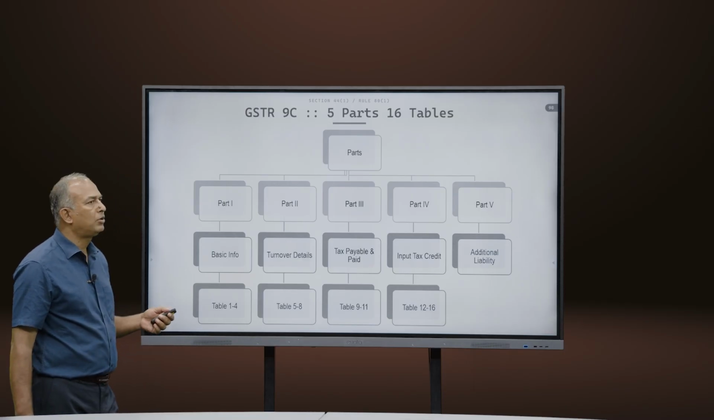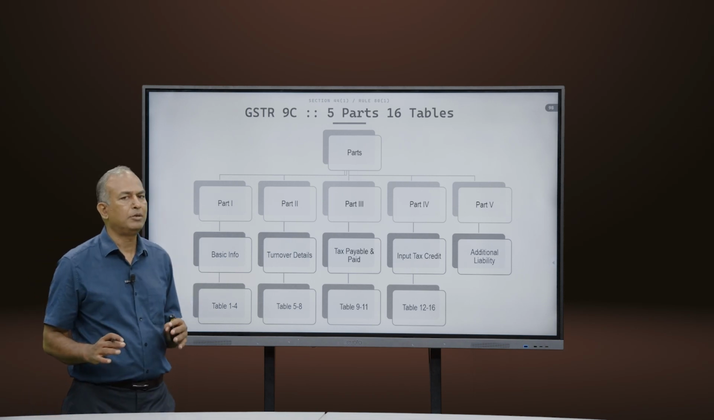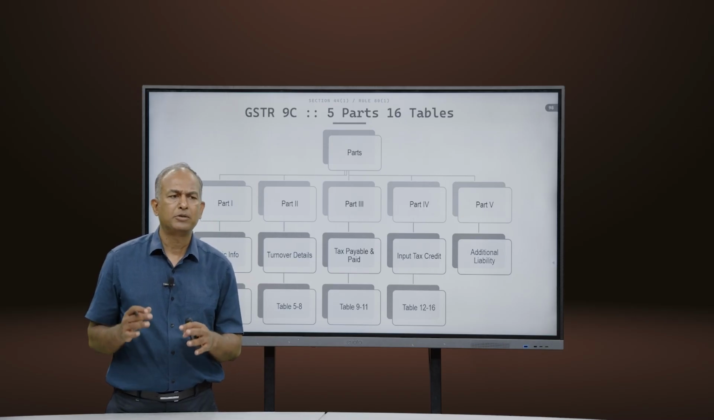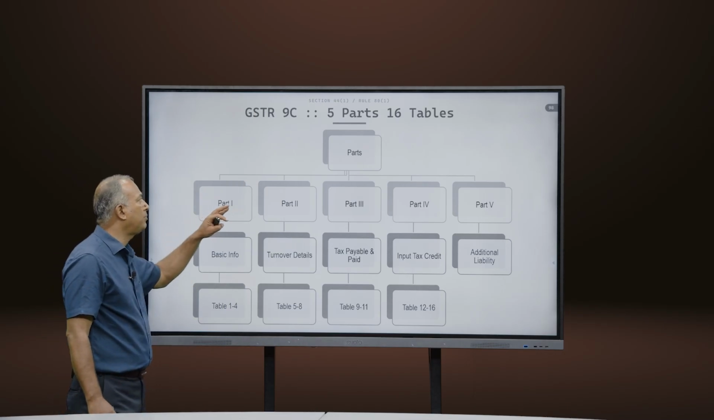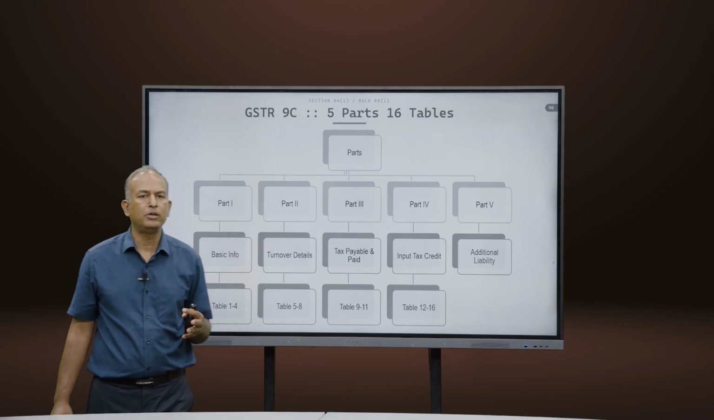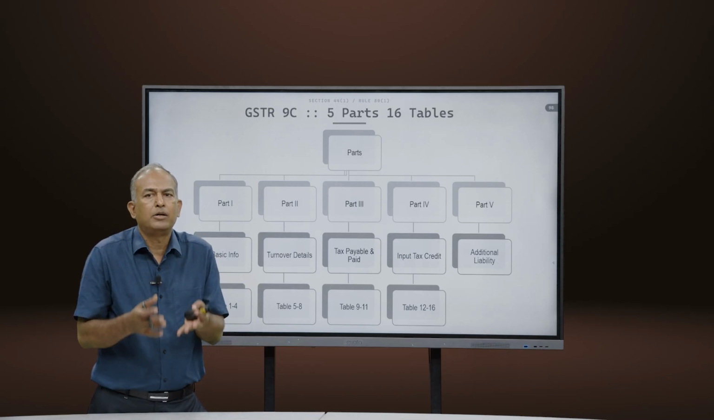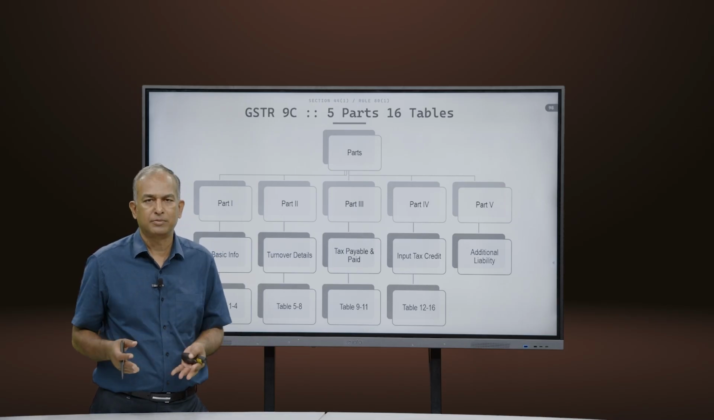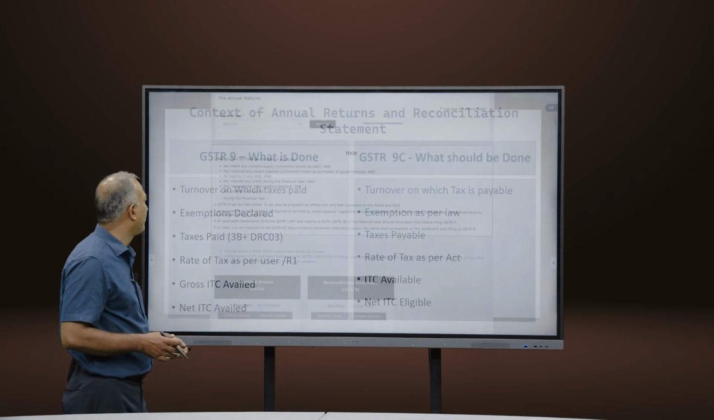Now 9C also has about 5 parts. I'm not very sure about this 9C, because it would be more ideal that the 9C reconciliation is spoken about by a chartered accountant. It makes more sense, is my understanding. But with the limited information that I have, there are 5 parts and 16 tables: Part 1, Part 2, basic information, turnover details. The only thing you need to remember is that 9C is a reconciliation between the annual return that has been filed, based on the R1, 2B and 3B, and the respective financial statements. So this is how the information is captured, and these are the various tables that are there.